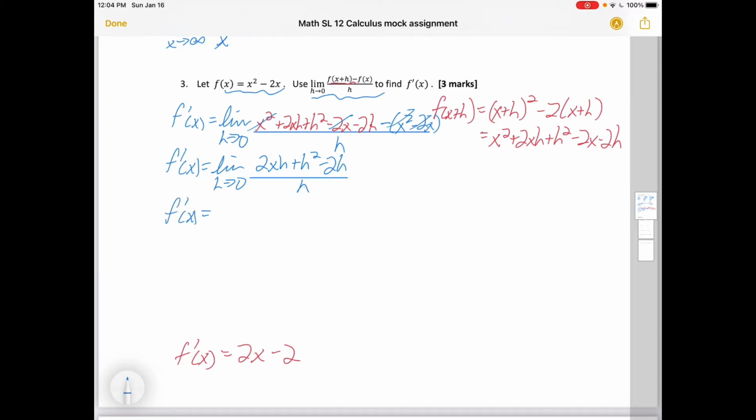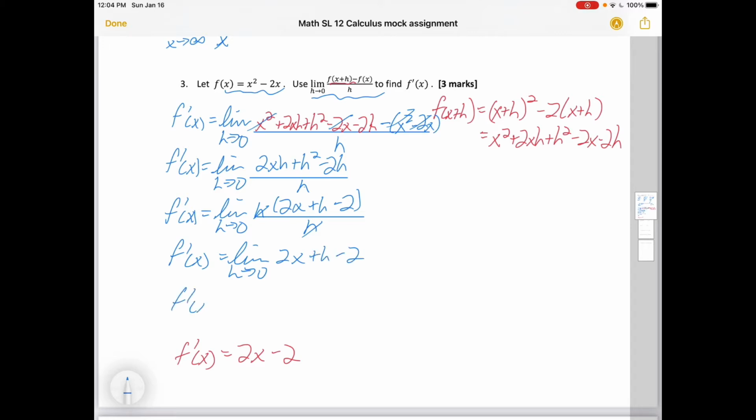I can factor, because I still can't just sub in 0 for h. So that'll give me 2x plus h minus 2 on top. And an h on the bottom, those divide out. f prime is the lim as h goes to 0 of 2x plus h minus 2. Sub 0 for h, and you get 2x plus 0 minus 2. Or, as we expected, f prime is 2x minus 2. So we're not surprised at the result here. We could find it through simple rules of differentiation, but it's asking us to use first principles here.